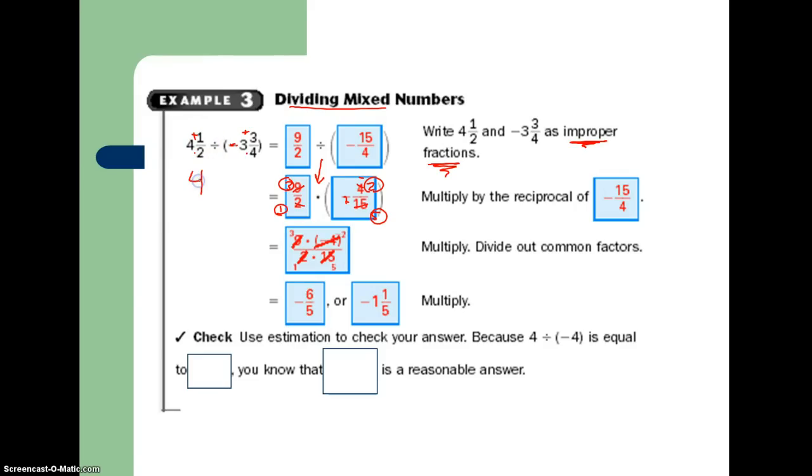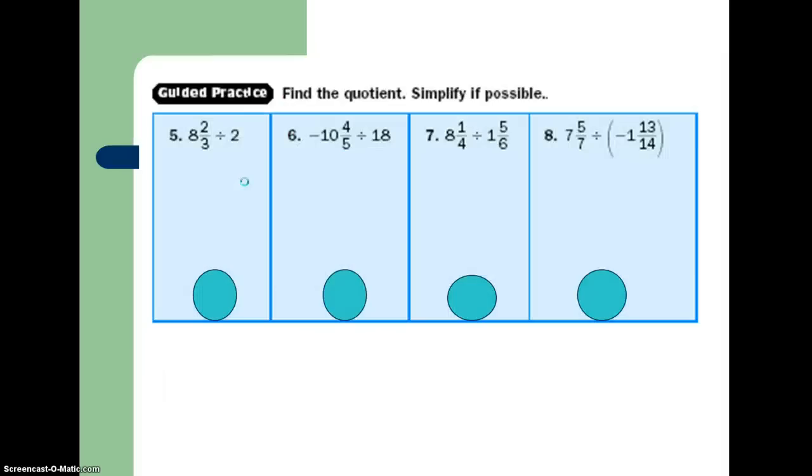You can always use estimation to check your answer, because what they did is they rounded it. This is close to negative 4. You know 4 divided by negative 4 is negative 1, and so it makes sense that negative 1 1/5 is a reasonable answer. Please try 5 through 8, pause the video. Remember, all your mixed numbers have to be changed into improper fractions first.